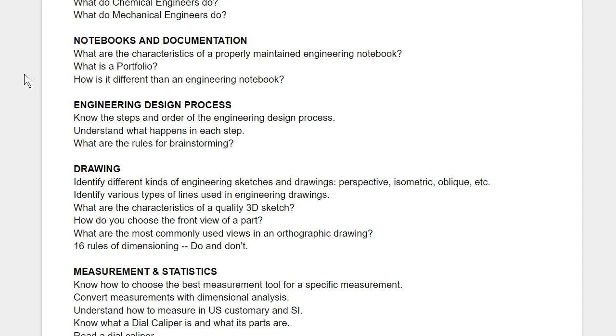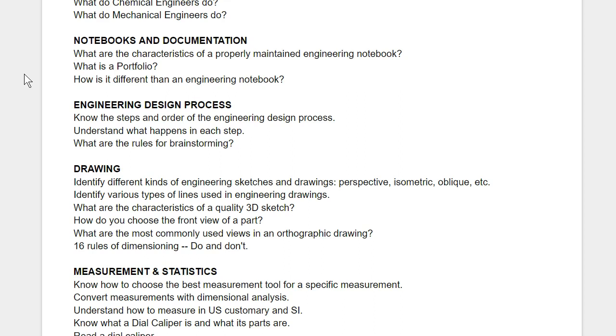Then you also need to be able to identify the different types of lines used in engineering drawings. Is it a hidden line, an object line, a construction line, that sort of thing. You need to look at the quality of 3D sketches. What makes a 3D sketch easy to interpret is usually how it is shaded. So that shading really helps us see this, especially like on an isometric drawing. It's really hard to understand an isometric drawing of cubes until you shade the front darker and the sides light and leave the tops white.